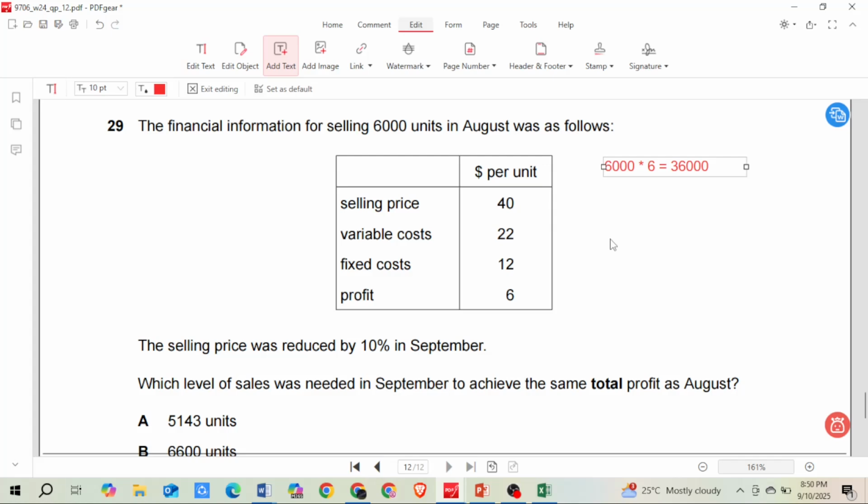So this is the formula for desired profit. So let's calculate that first. Here, first let's calculate the selling price. If the selling price decreased by 10%, 10% of 40 is 4, so now the new selling price would be 36. Okay, and then we need to calculate contribution.